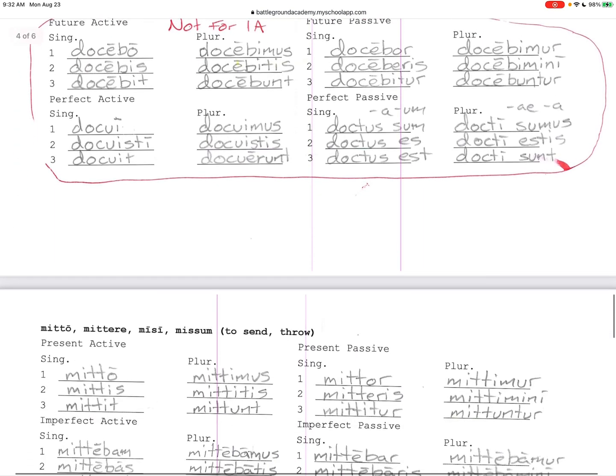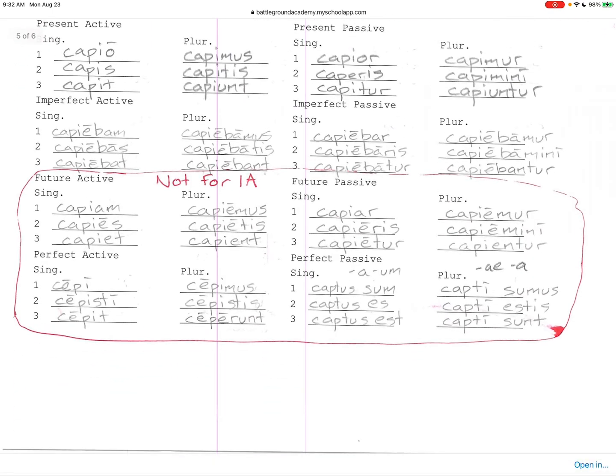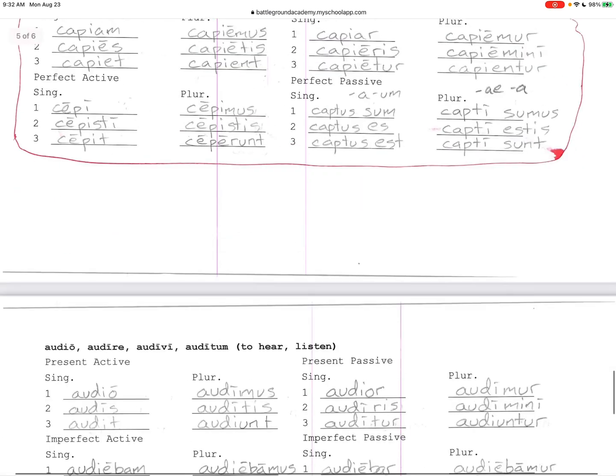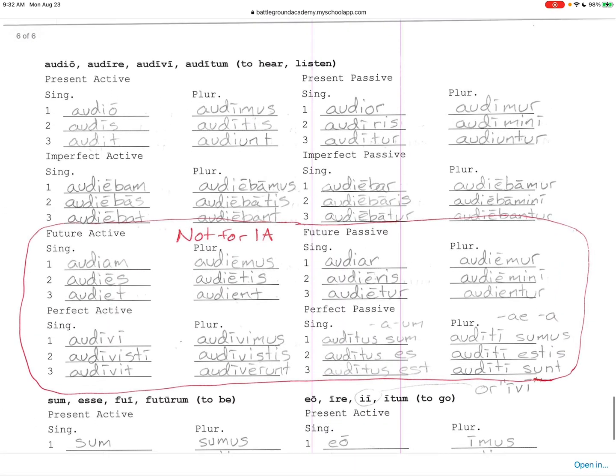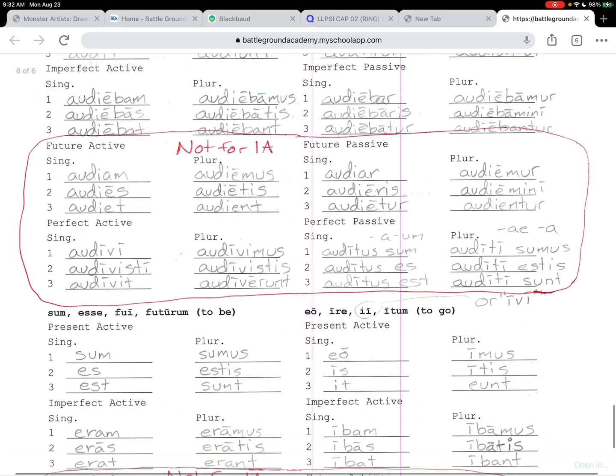And the only thing I would say there is that if you get an IO verb like capio, you're going to end up saying iebam. So you're going to have I, long E before the BA. That's a little bit irregular, so you've got to be used to that. So capiebam, and then in the passive, capiebar. Same thing happens with audio, so audiebam, and then audiebar in the passive.